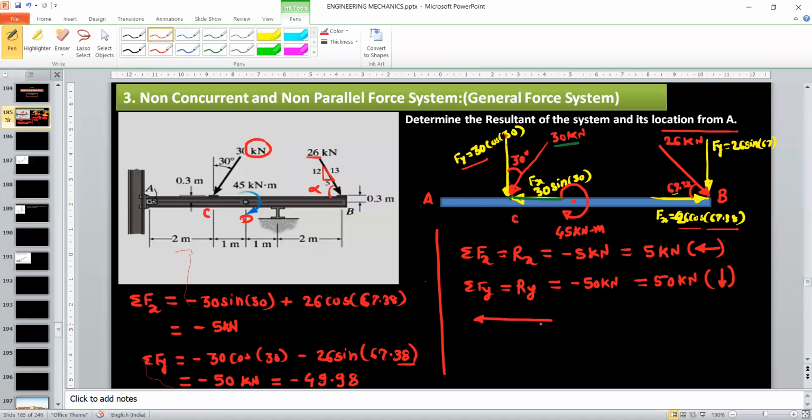So draw the quadrant. This is your Rx or summation Fx, this is Ry or summation Fy, and this is your resultant. This angle is theta, the angle of the resultant with respect to the x-axis. Now find out the resultant magnitude. R is equal to the square root of summation Fx square plus summation Fy square.